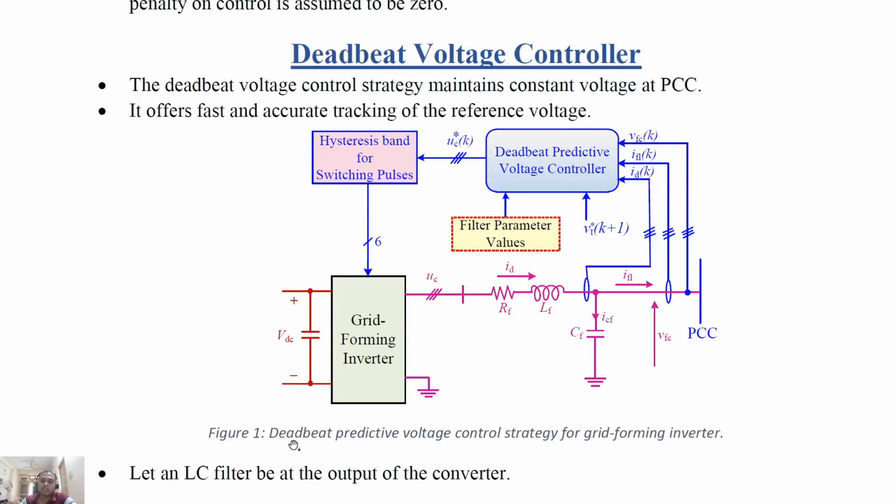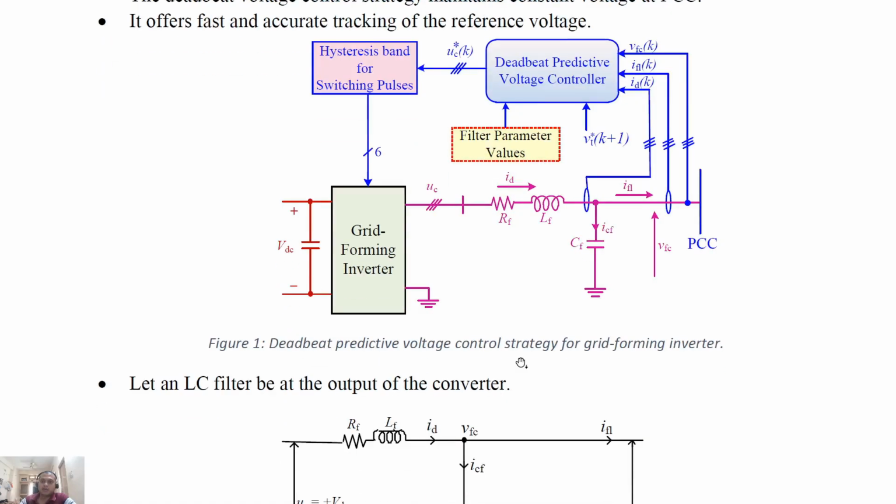So this is the block diagram for deadbeat predictive voltage control for the grid forming inverter. We require these sensor signals, and we also require filter parameter values and the reference voltage, and then it finally provides this UC*(k), which is passed through a hysteresis band to generate the switching pulses. So let us see how this controller works.